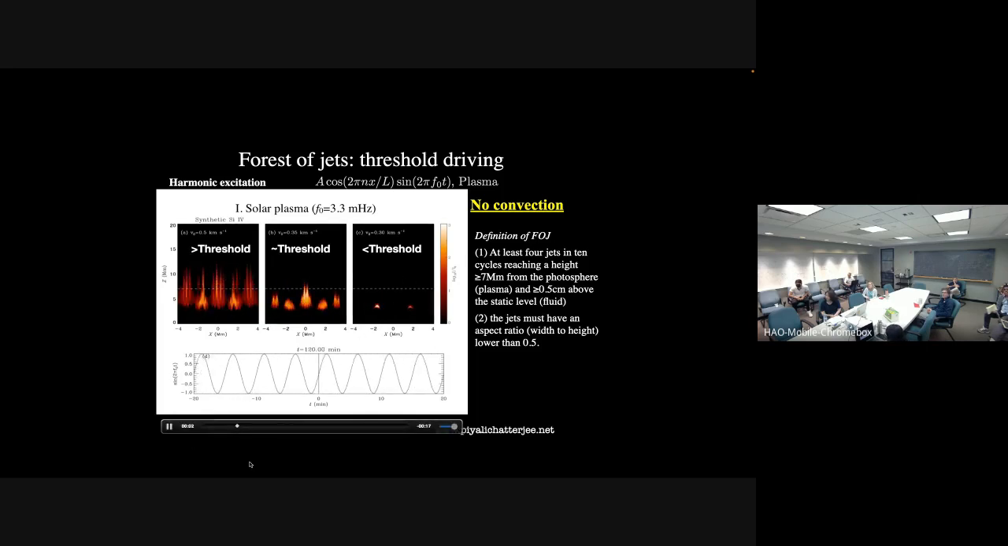So if I run this movie, you will see that when the amplitude is less than the threshold, this dotted line here corresponds to the 7 megameters. None of these jets are crossing this line, so there's no forest of jets. This particular forcing is just at the threshold. So we basically see a few jets crossing this, at least 4 jets crossing this threshold. And when you have our amplitude much greater than the threshold, then of course there are several jets which are taller and more in number as well.